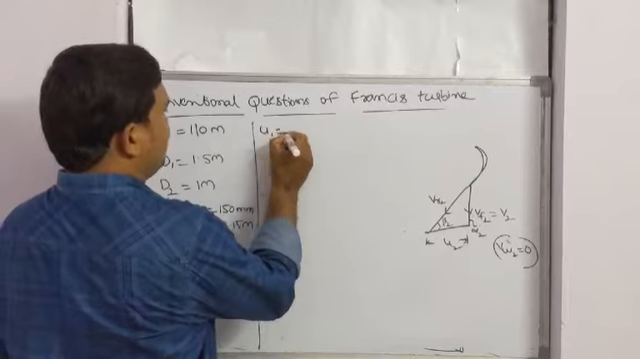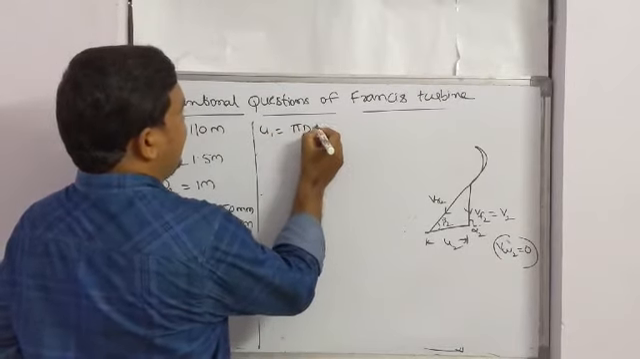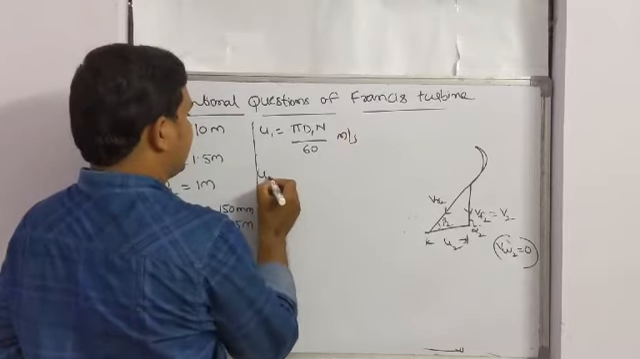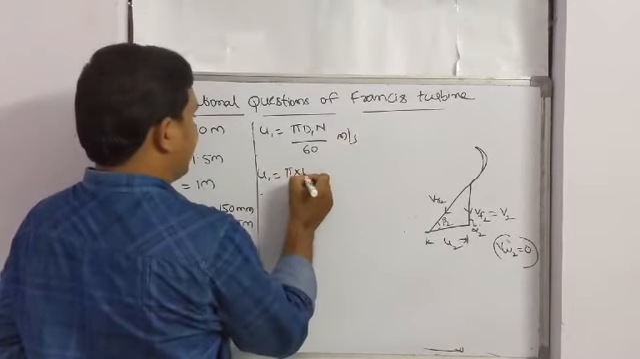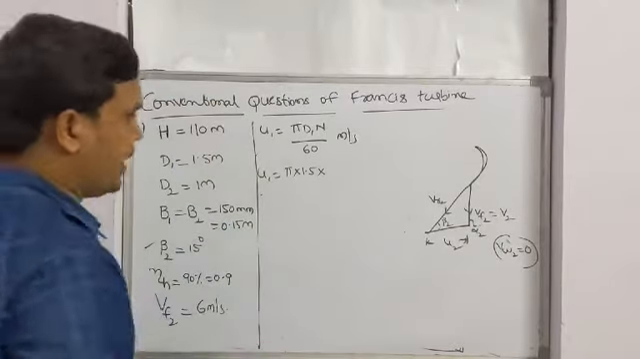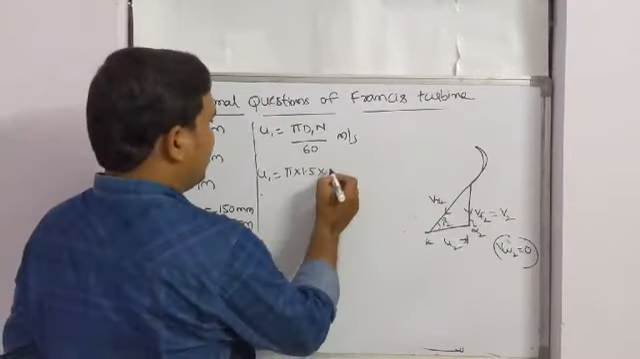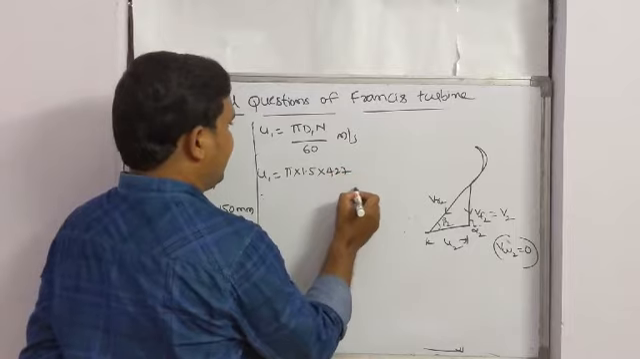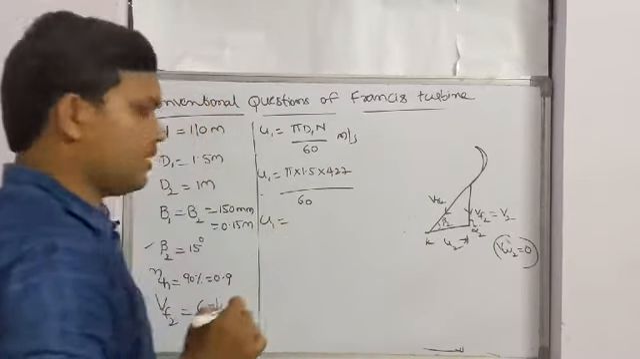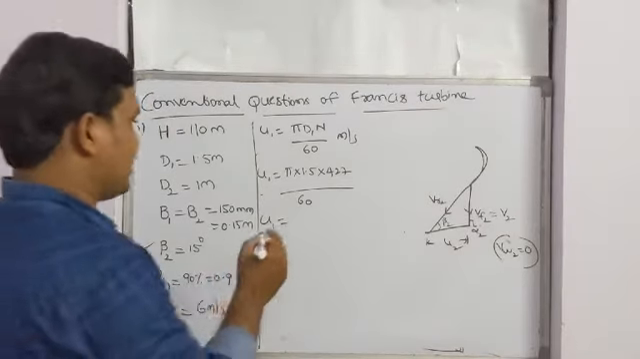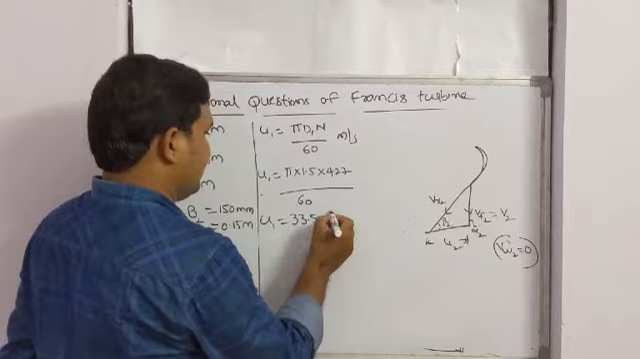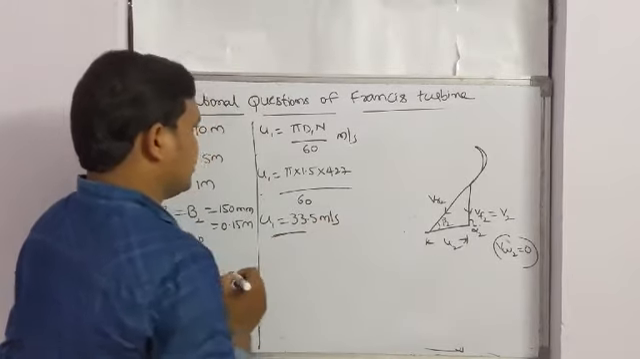So u1 is equal to pi d1 n by 60 meters per second. Pi is a constant, d1 is 1.5 meters as given, and n we just now found out as 427 rpm, divided by 60. By substituting all these into the calculator, u1 we got as 33.5 meters per second. So u1 is found.